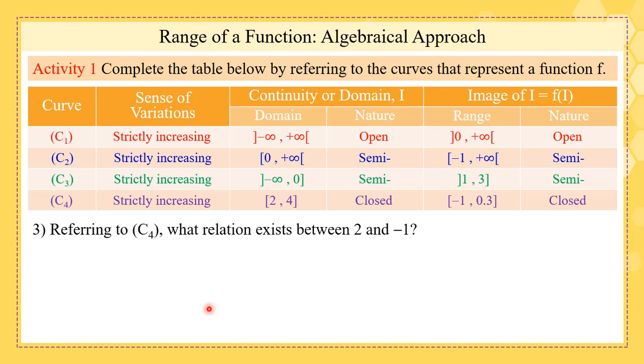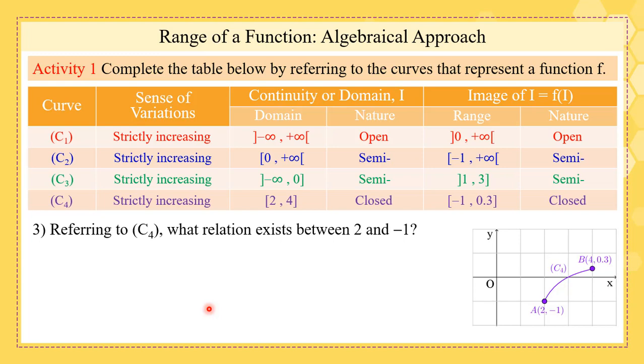Let's continue. We're referring to C4, and this is C4. What relation exists between 2 and negative 1? This is C4. What is the relation between 2 and negative 1? This is 2, this is negative 1. You can see that f of 2 is negative 1. To get this negative 1, we need to apply an f here.